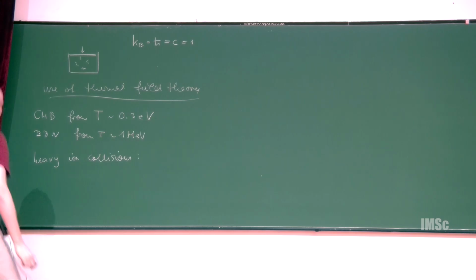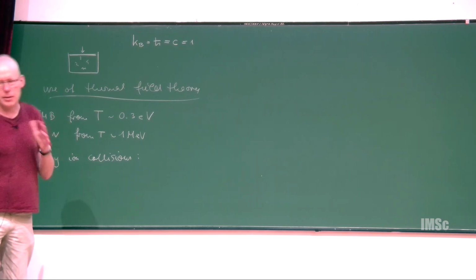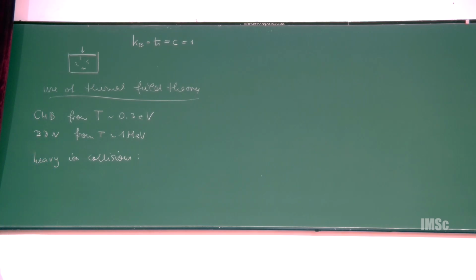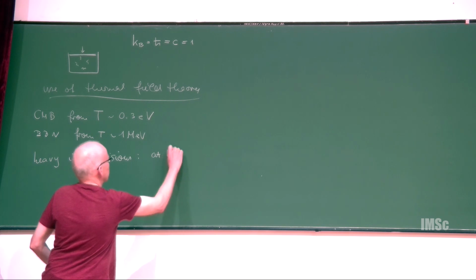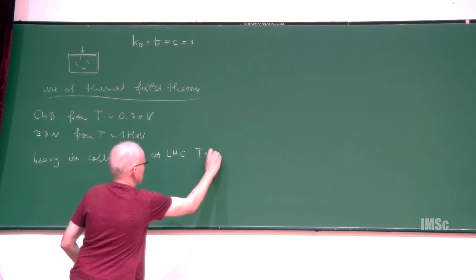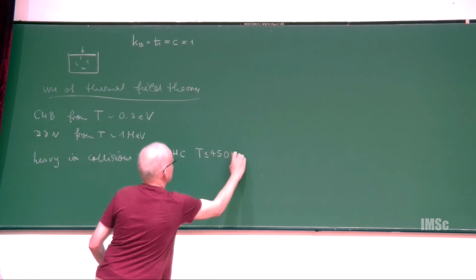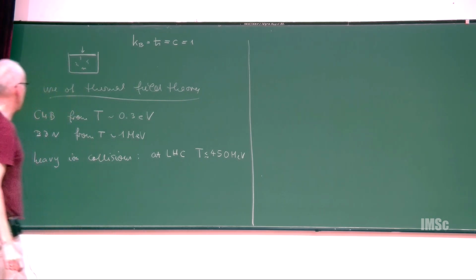There we want to create a maybe thermal system made of quarks and gluons, and the temperatures we can achieve there, at RHIC for example, have been estimated at about 350 MeV, and at the LHC the estimate is somewhat higher, like 450 MeV. So this is where we use thermal field theory.